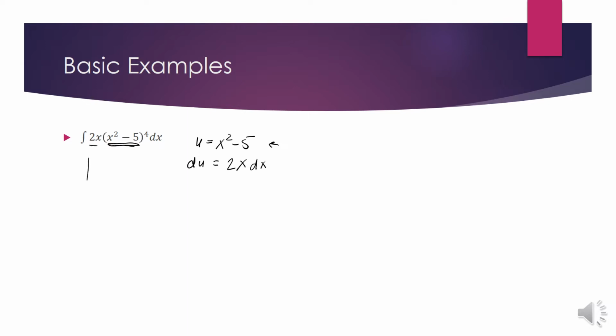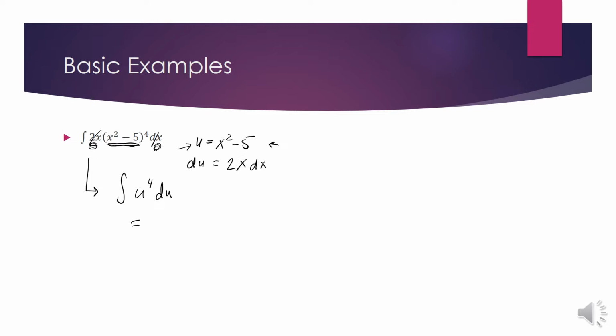Now that I do that, I can come over and change the problem. So this 2x and this dx, those are just going to become a du, which we write at the bottom. So now I've taken care of my 2x and my dx. What's left is this x squared minus 5 to the fourth. So x squared minus 5 is u, so that becomes u to the fourth. This is a much easier problem to deal with.